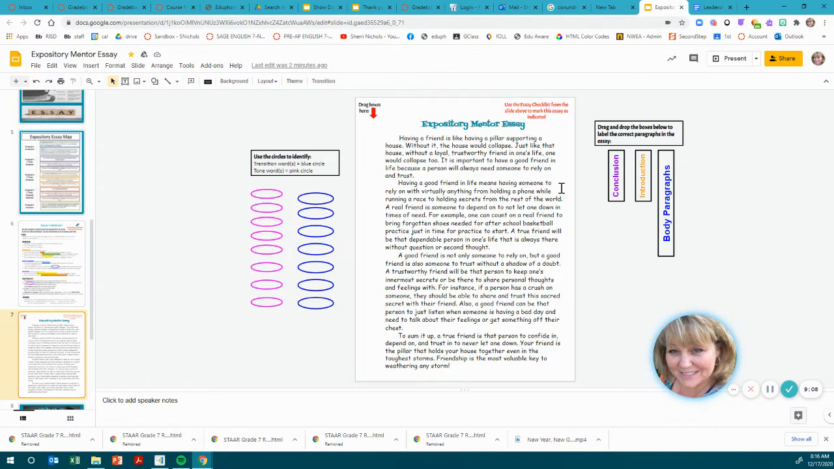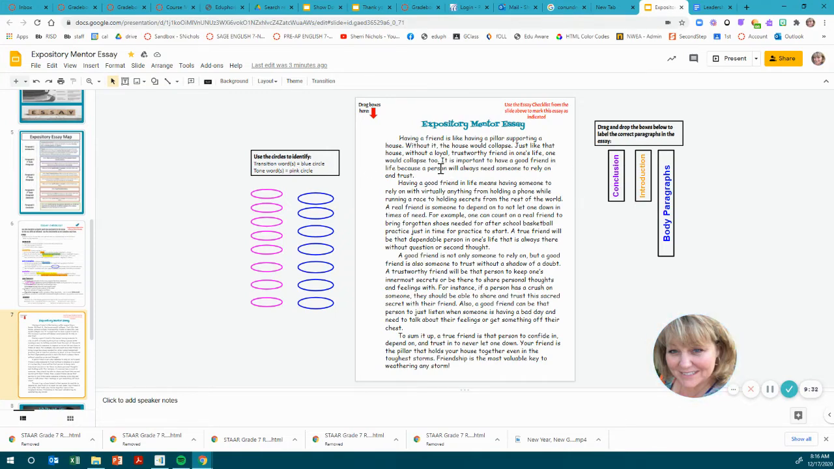Also, a good friend can be that person to just listen while someone is having a bad day or need to talk about their feelings or get something off their chest. To sum it up, a true friend is that person to confide in, depend on, and trust in to never let one down. Your friend is the pillar that holds your house together, even in the toughest storms. Friendship is the most valuable key to weathering any storm.